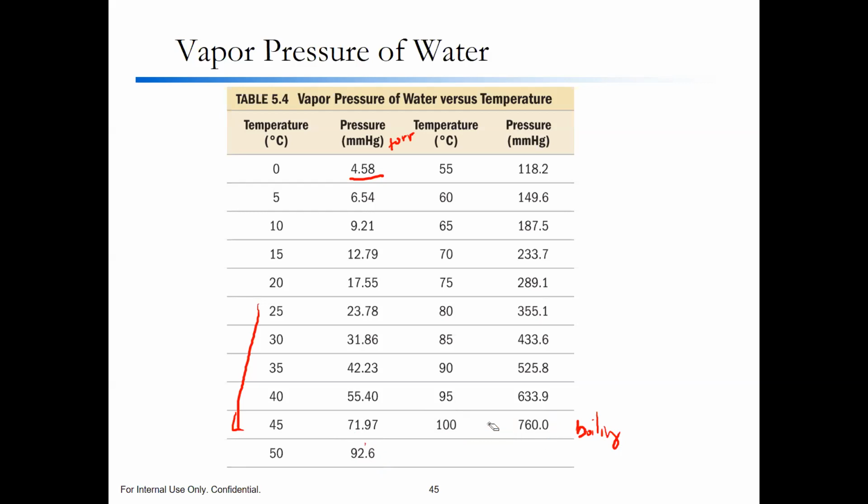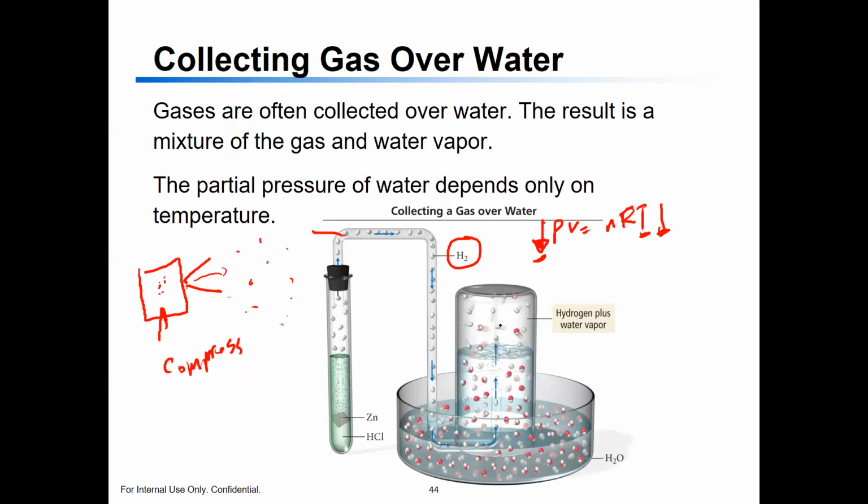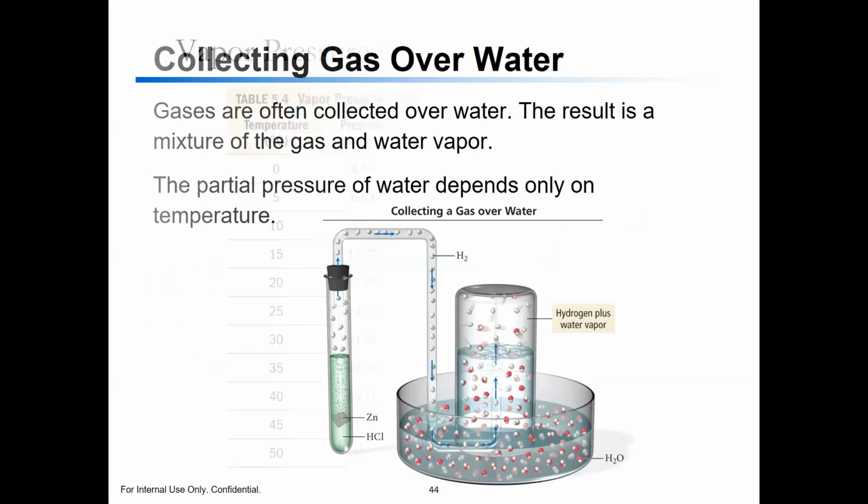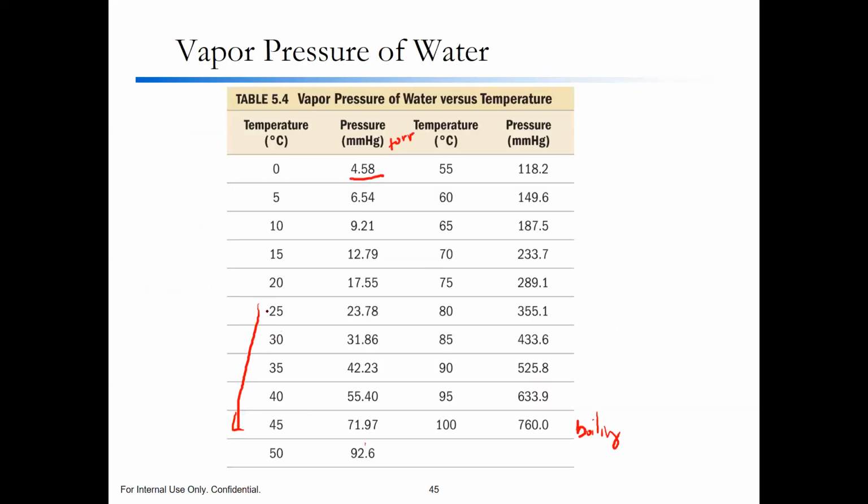So, do we know the vapor pressure of the water in here? If we know the temperature of this gas, yes. We just look at this table. Oh, the temperature is 25 degrees, then the pressure of the water in there is 23.78. So if we know the temperature, then we know the vapor pressure of that water.